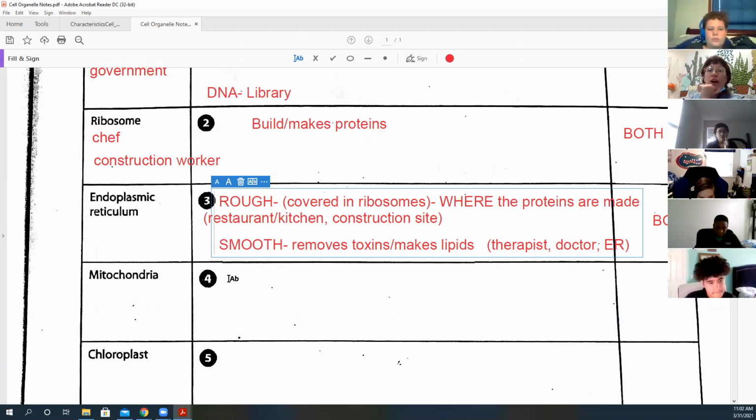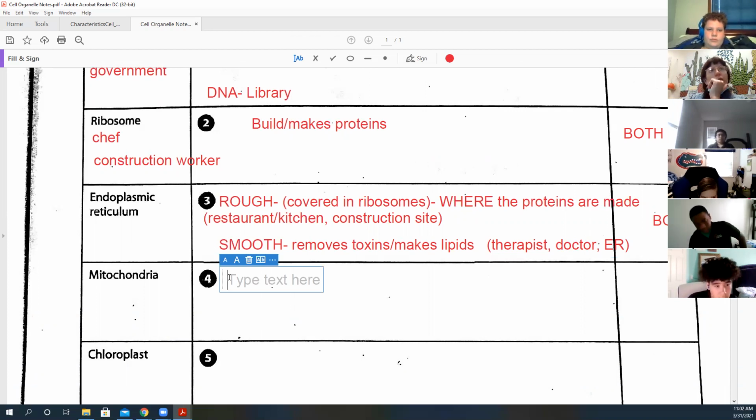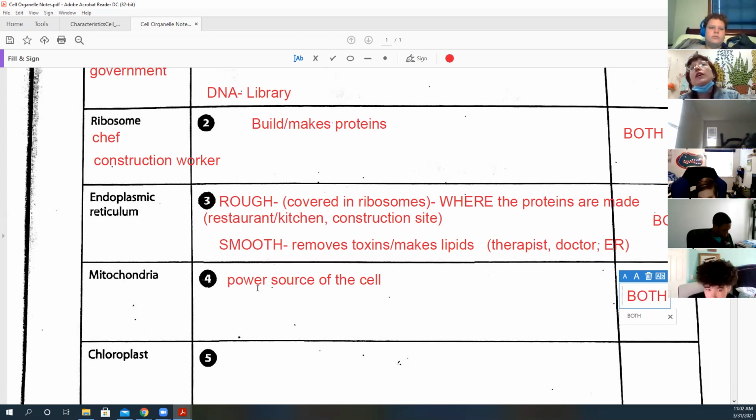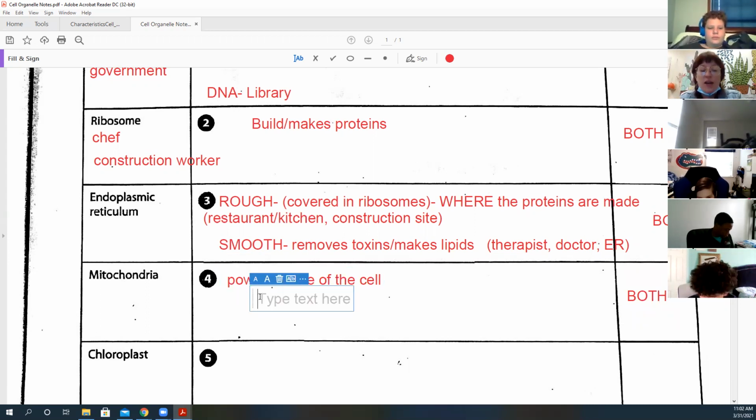Mitochondria. This one is the power source of the cell. And is in both because they all need energy. So this is the idea, like, what am I doing with my life? This is where something called ATP is made. ATP is energy for cells.